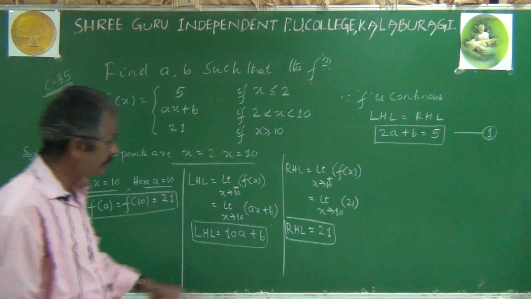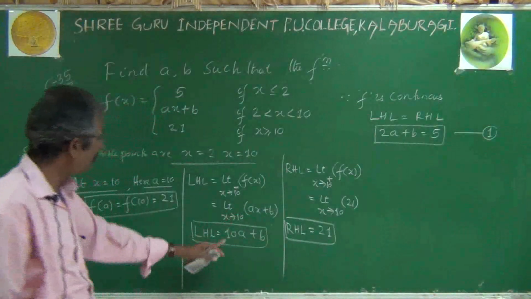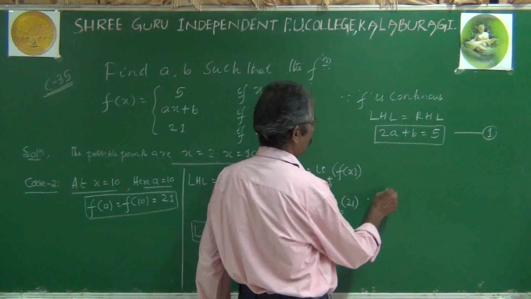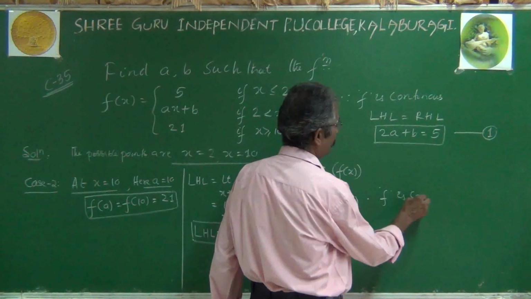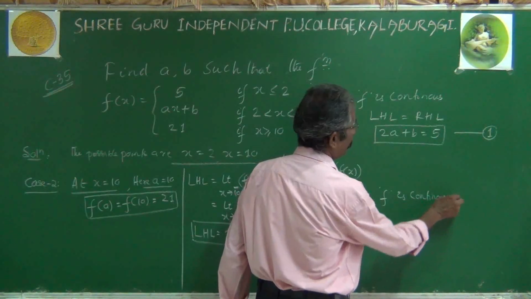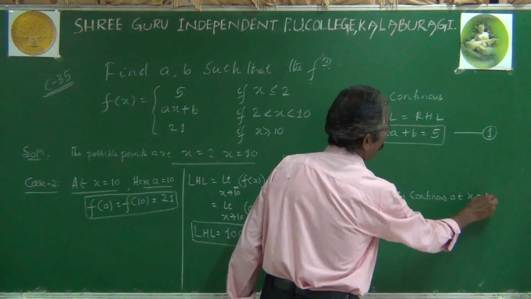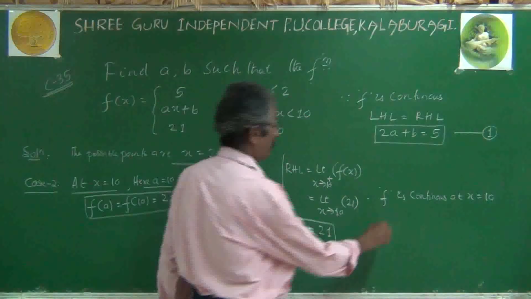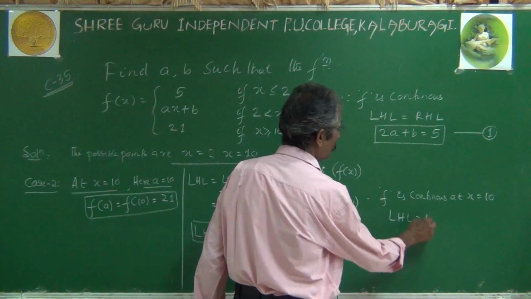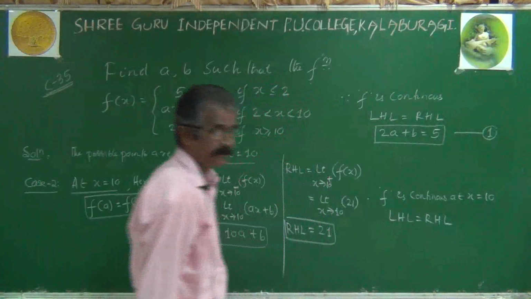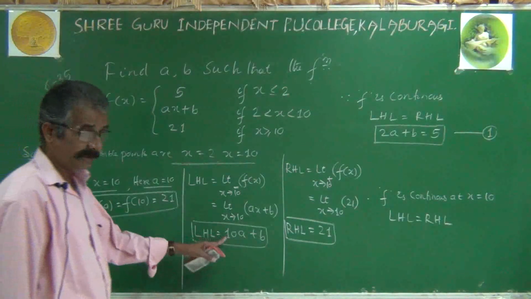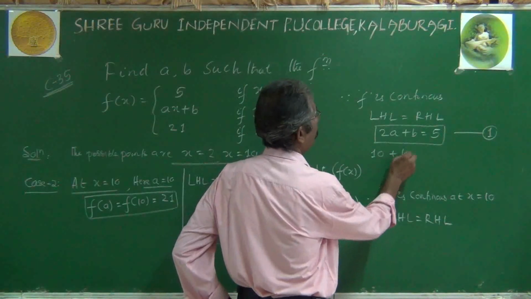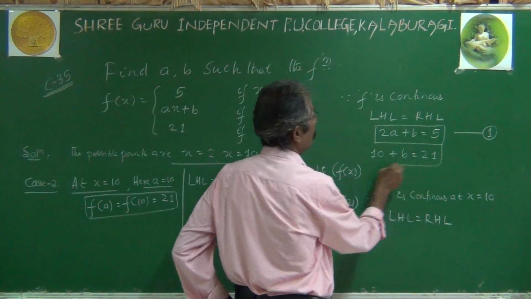That's why we shall match LHL and RHL. Anything can be taken, since f is continuous at x equal to 10. Since function f is continuous at x equal to 10, therefore left hand limit must be equal to right hand limit. Left hand limit is 10a plus b, right hand limit is 21. So 10a plus b equals 21. Call it equation 2.